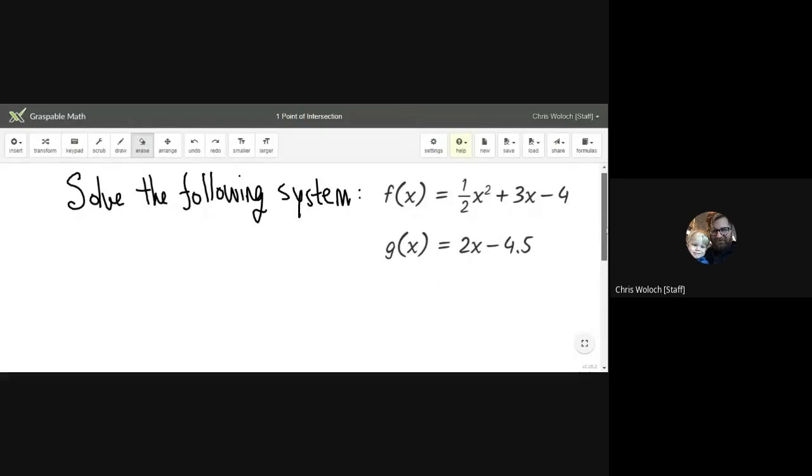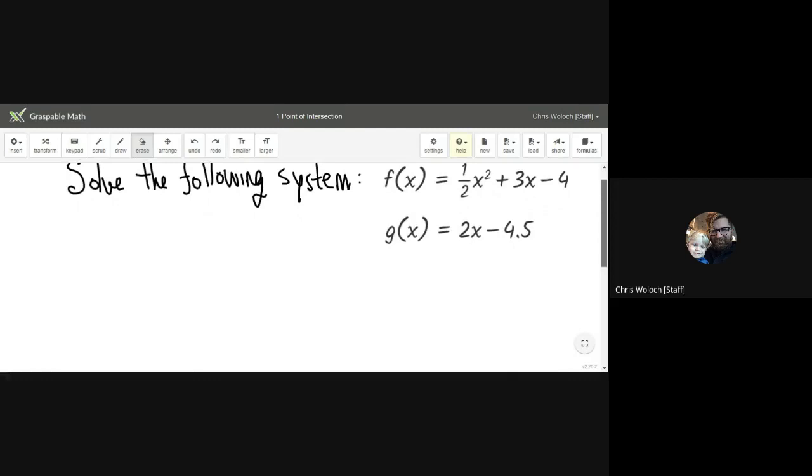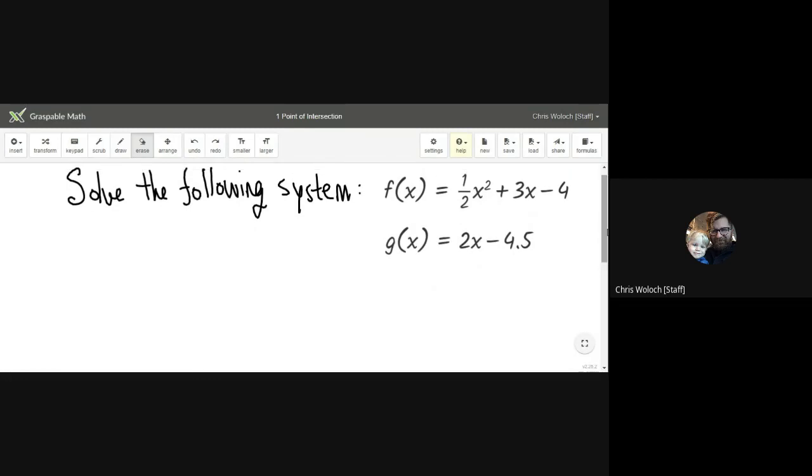So same deal, right? We're going to solve the system of equations. So here I have a system, f of x and g of x, two different functions. f of x is quadratic, g of x is linear.